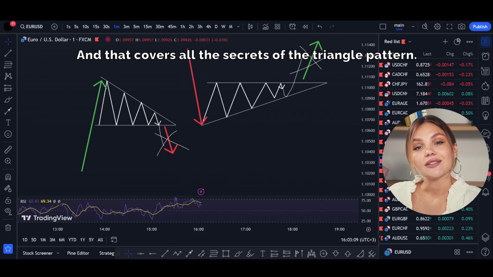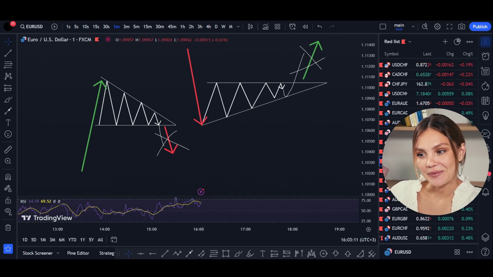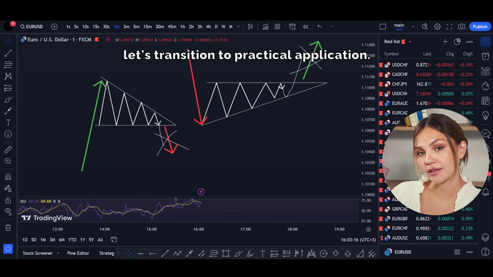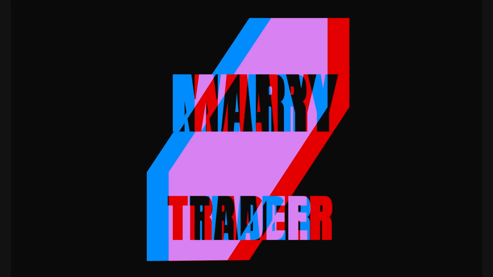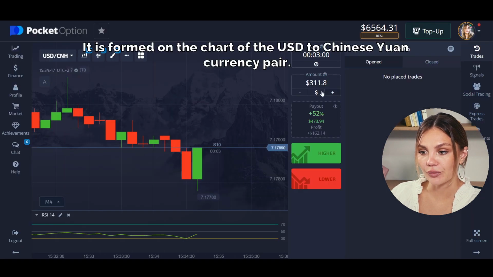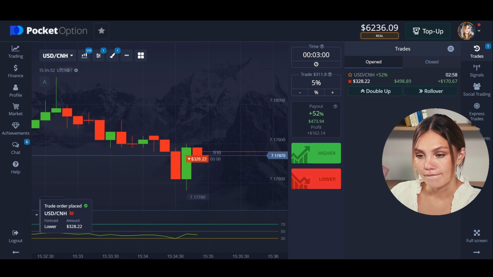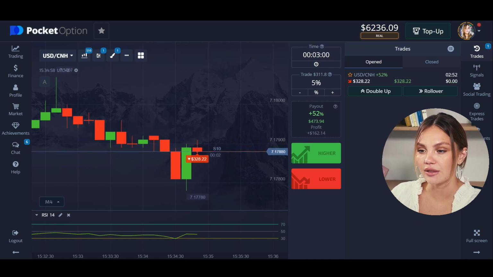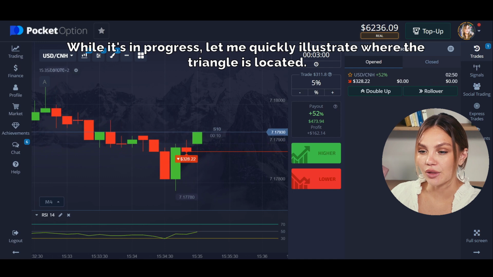And that covers all the secrets of the triangle pattern. With theory concluded, let's transition to practical application. So I've identified the first triangle. It is formed on the chart of the USD to Chinese yuan currency pair. I've already opened a trade for 5% of my deposit in the downward direction with an expiration time of 3 minutes. While it's in progress, let me quickly illustrate where the triangle is located.